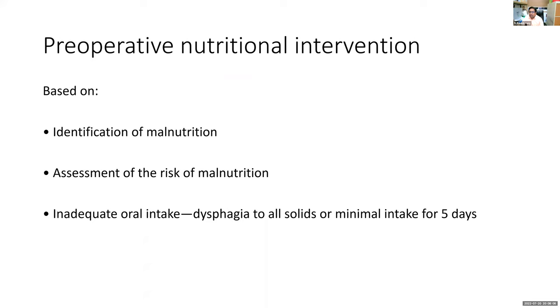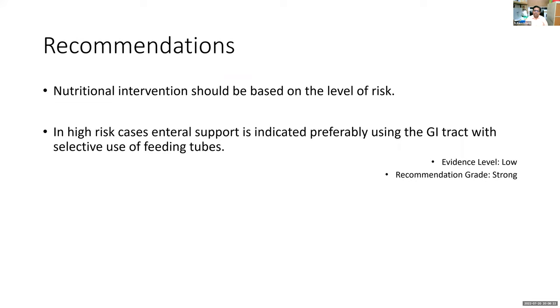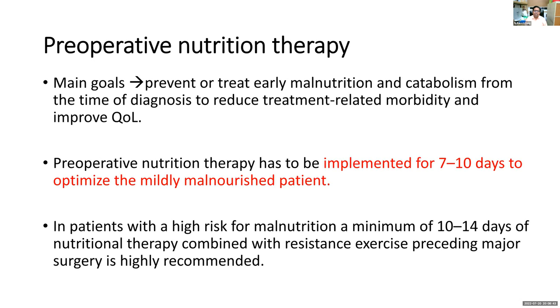So based on this, we have to identify these patients, assess these patients, and look for the reason behind the malnutrition. We have to take some management strategies based on the assessment of these patients. The nutritional intervention should be based on the level of risk, because these patients are posted for major surgical procedures. Accordingly, we can think about what route of intervention would be appropriate. It is strongly recommended that enteral support be given priority for improving the nutritional state of these patients as far as possible.